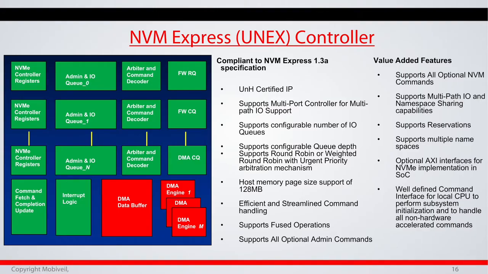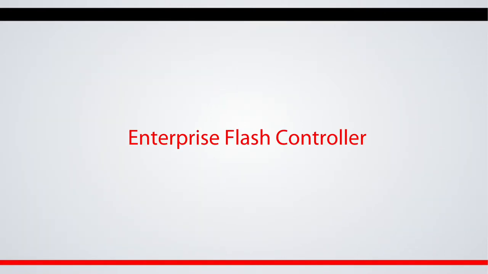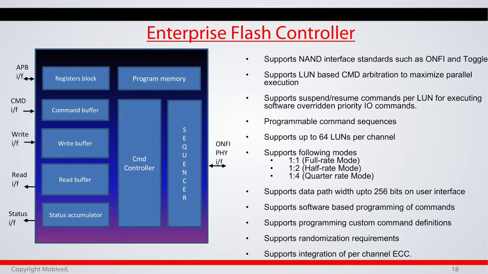Typically, you can do multipath I/O by instantiating the NVMe controller multiple times, but this is not the case. It supports multipath I/O with an optimized solution where you can see that the biggest hardware block, the DMA engine, is shared across all the ports. You are not instantiating this DMA engine multiple times. Then we have the flash controller. It's an enterprise class flash controller, and it has huge features.